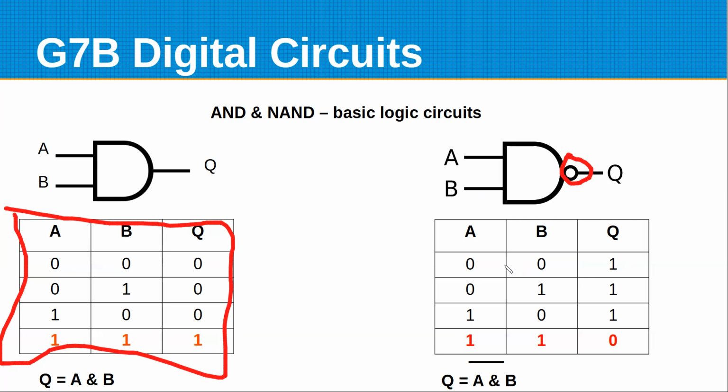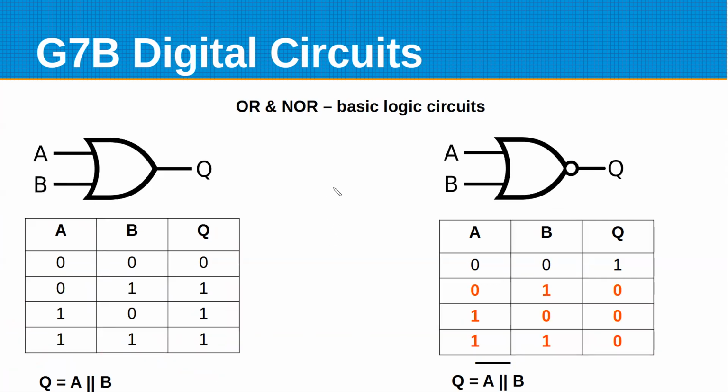So in the case of anything other than 1 and 1 on the input, the output is going to be true. It will only be false when both inputs are true. So it's just the inverse of this truth table for the AND gate. And we normally, when we write these in Boolean algebra, we use this overscore sign to represent that it's the inversion of A and B.